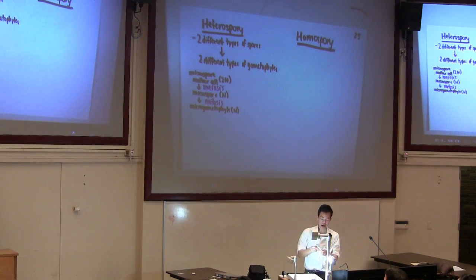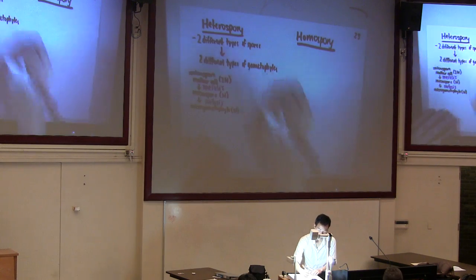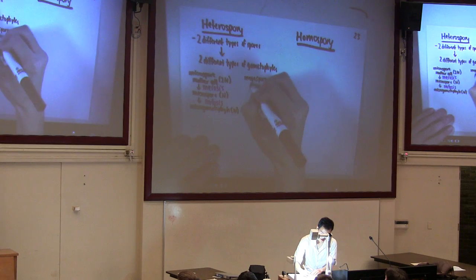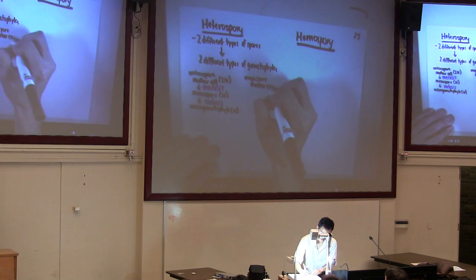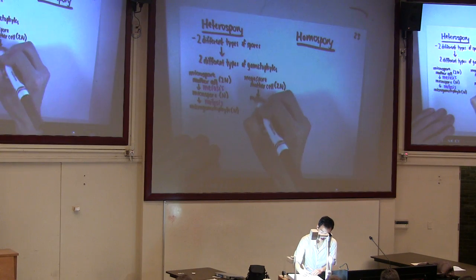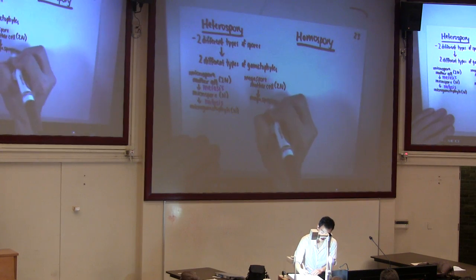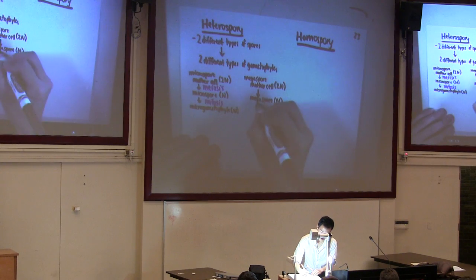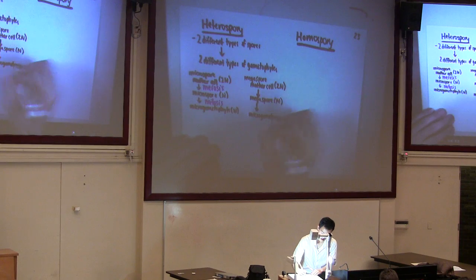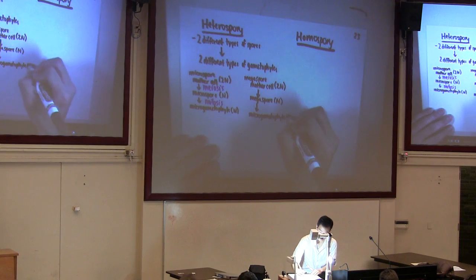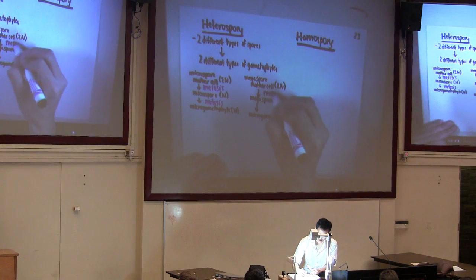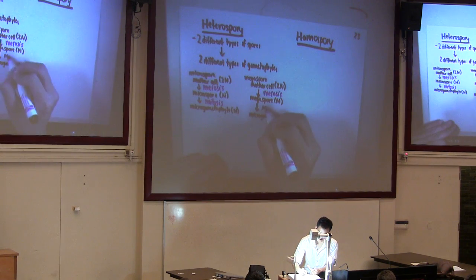Right? And you have a second type of spore, which is the megaspore mother cell, which is diploid. That produces the megaspore, which is haploid, which produces the megagametophyte, which is haploid. So again, this is meiosis, and this is mitosis.